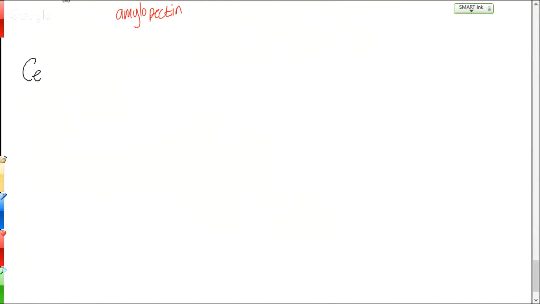to cellulose, which is also a 1-to-4 linkage of glucose.